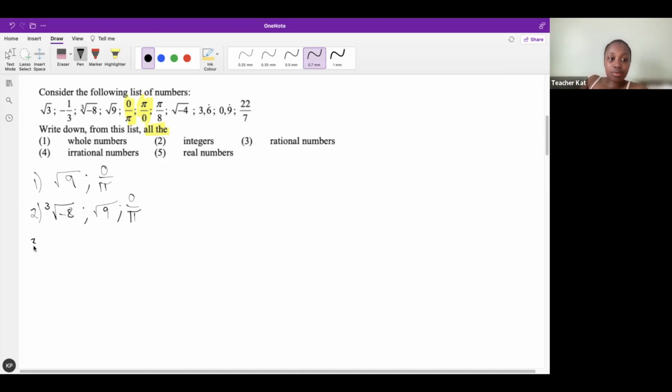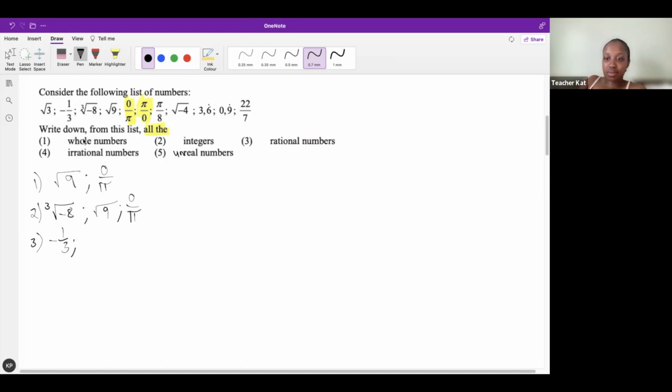Okay, now let's move on to rational numbers. Rational numbers, remember, those are recurring decimals, terminating decimals, or numbers that can be written as fractions. Those are rational numbers. So I'm starting again. Square root of 3. No. Negative a third. Yes. It's a fraction. So it's rational.